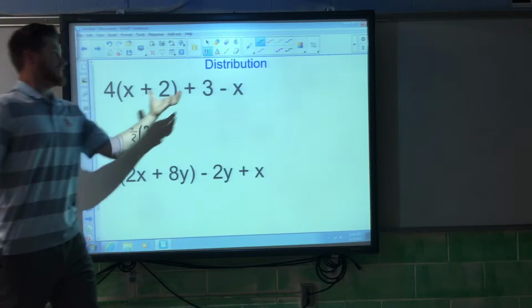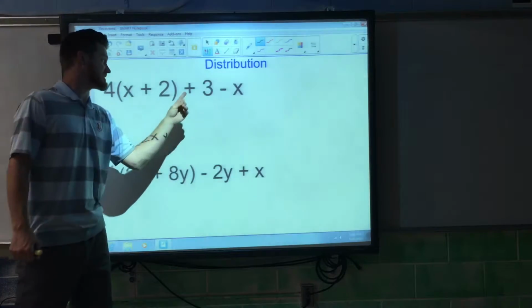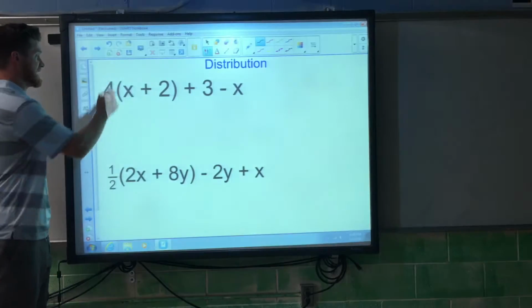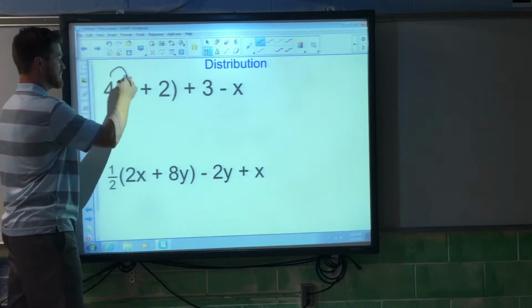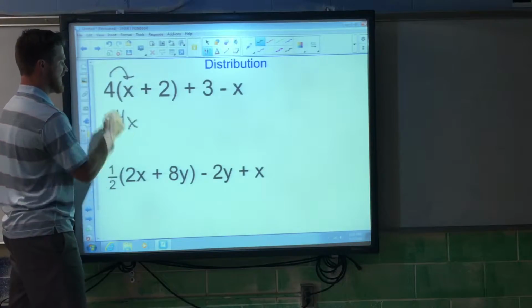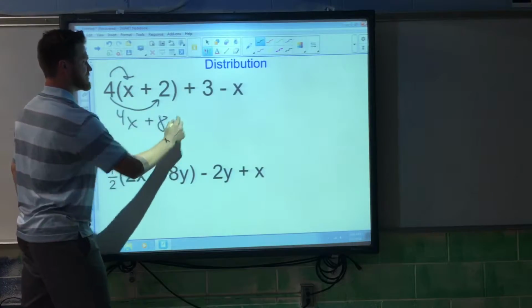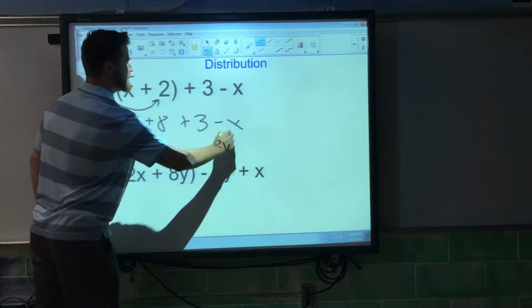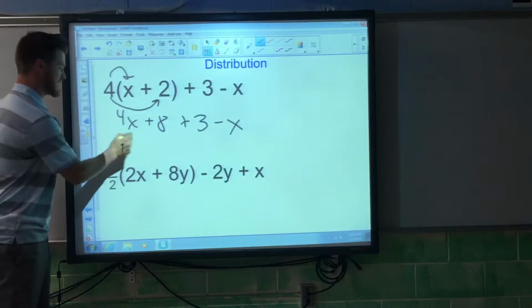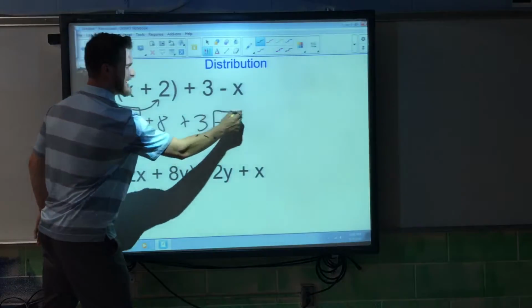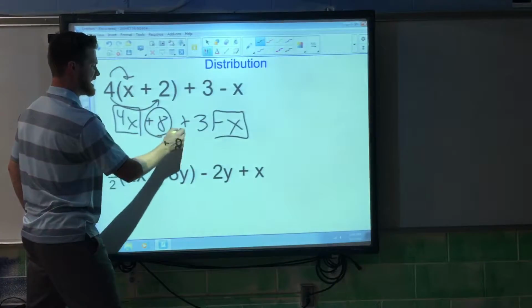Again, this part of the problem is getting dropped down because it's separated by the addition sign. Let's get rid of our parentheses first. 4 times x is 4x. 4 times 2 is 8. The rest of the problem, drop it down. Can I combine these terms? Yes, let's look at them. I have 4x and a minus x and a positive 8 and a positive 3.